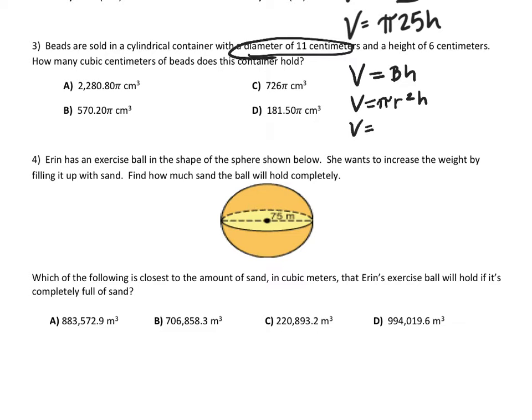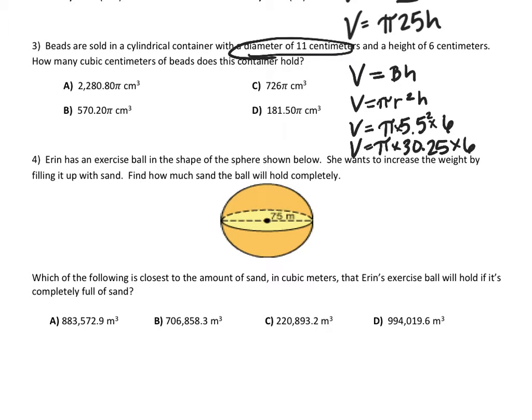So I'm going to say volume equals pi. Half of 11 is 5.5. And then times, and a height of 6. So I do have the height, so I need to go ahead and insert it there. So I'm going to say times 6. Okay, so 5.5 squared is, if we square 5.5, we're going to get 30.25. So V equals pi times 30.25 times 6.